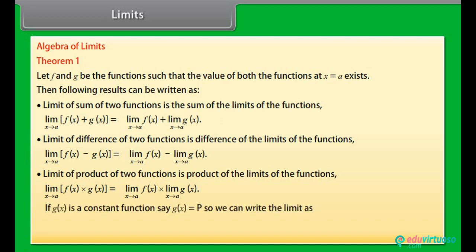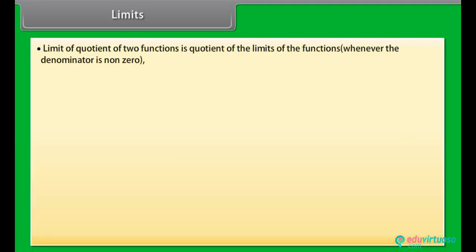If g of x is a constant function, say g of x is equal to p, we can write the limit as limit x tends to a of p into f of x is equal to p multiplied by limit x tends to a of f of x. Limit of quotient of two functions is quotient of the limits of the functions whenever the denominator is non-zero. Limit x tends to a of f of x by g of x is equal to limit x tends to a of f of x by limit x tends to a of g of x.